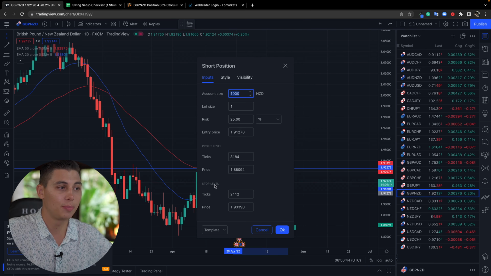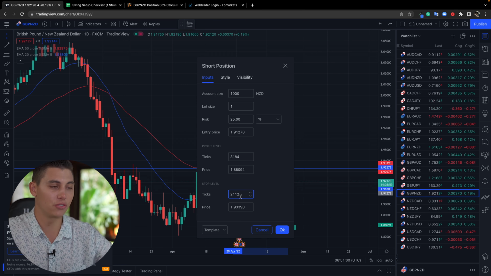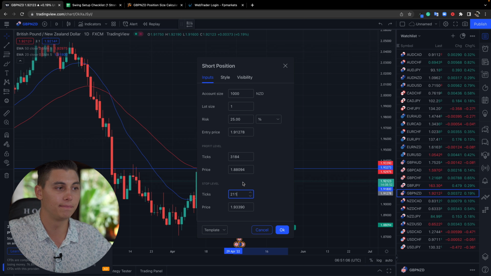So if we go back here, what we do is we double click on this position, and this tells us stop level ticks. Right now, this is where it gets a little bit confusing. Ticks is just minus 1. If it's always ticks, so pips is 10% of this, right? So we kind of drop the 0. So it is 200 and, oops, hang on. Here we go. It's 211 pips.